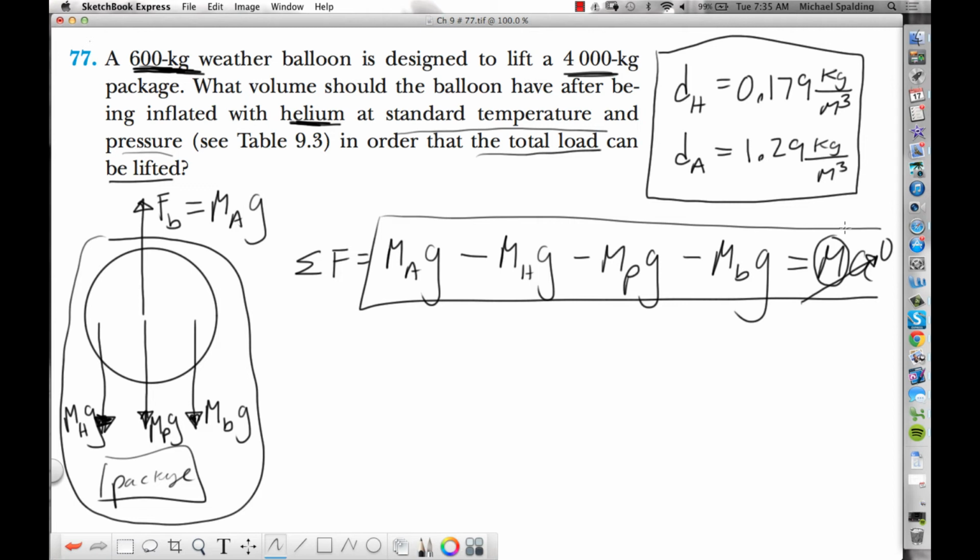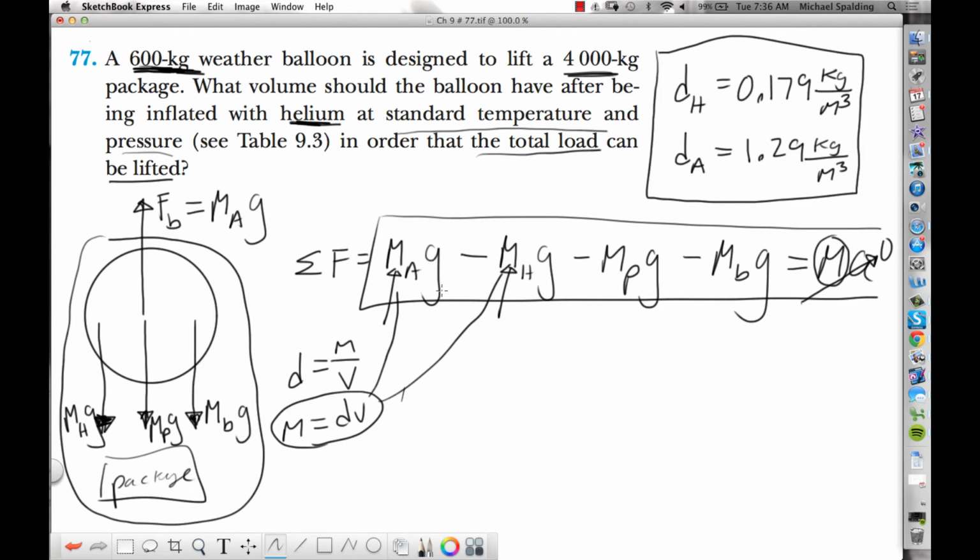Fluids are tedious. You have to solve for a lot of things. So what are we missing in this problem? We don't have the mass of the air or the mass of the helium, right? But what can we plug in? Density equals what? Density is mass over volume. So mass is density times volume. You can take that and plug it in there.